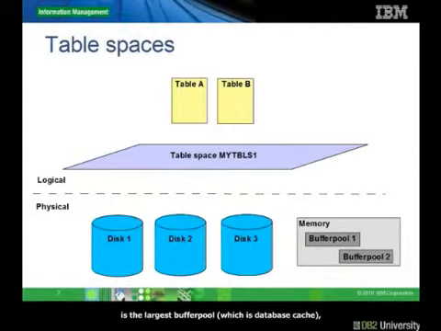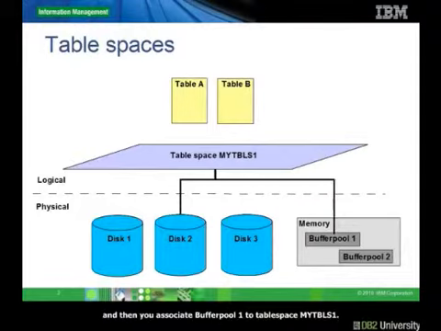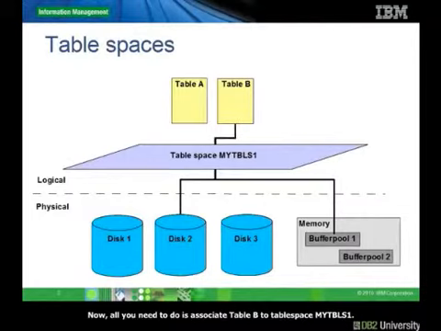Is the largest buffer pool, which is database cache. Then you associate these two to table space MYTBLS1. And then you associate buffer pool 1 to table spaces. This is actually done when you create a table space. Now, all you need to do is associate table B to table space.